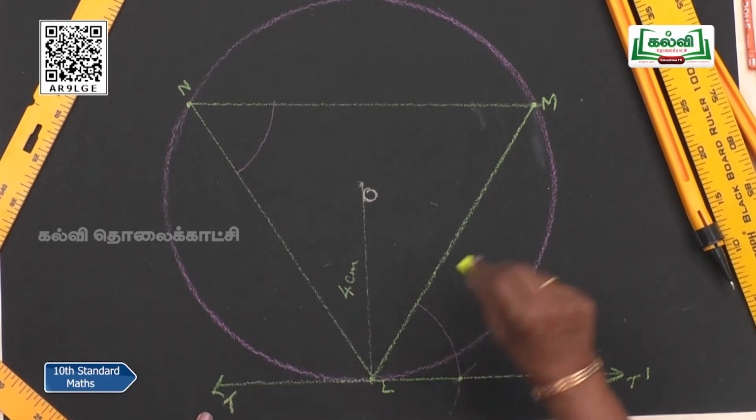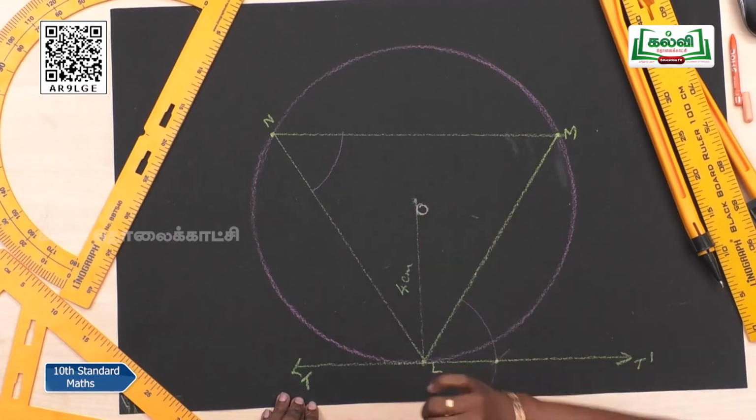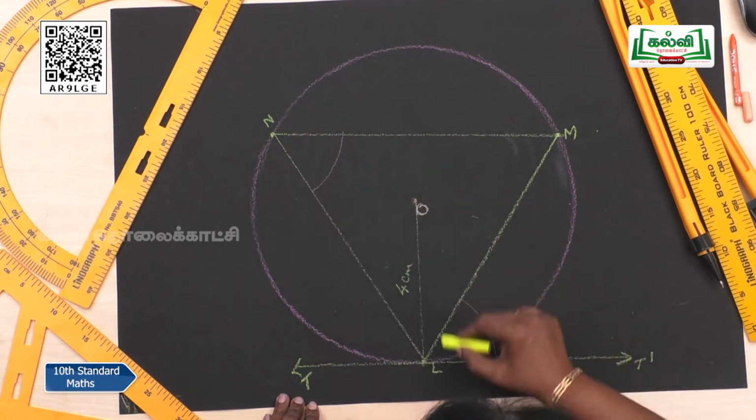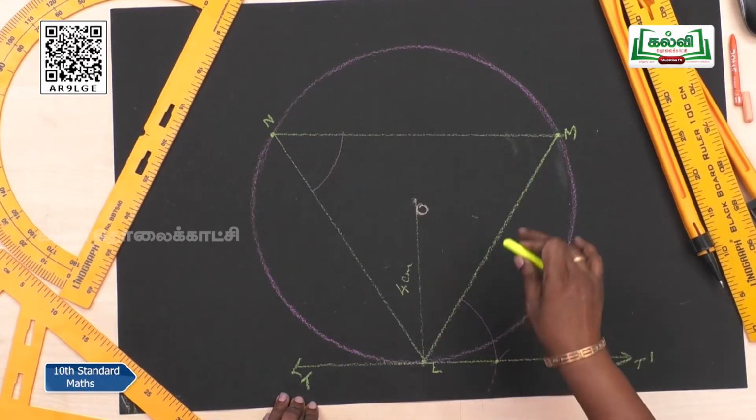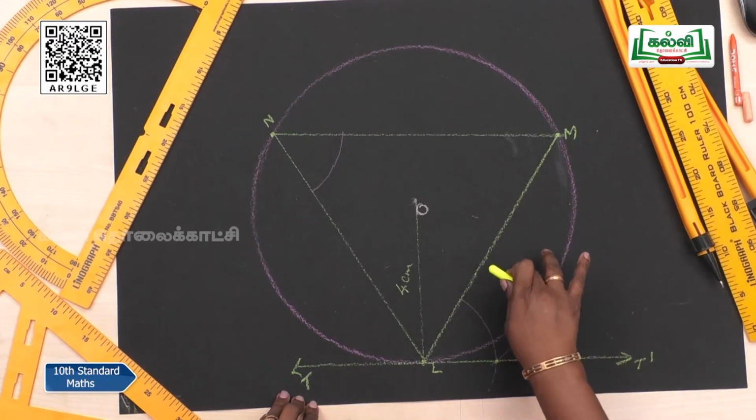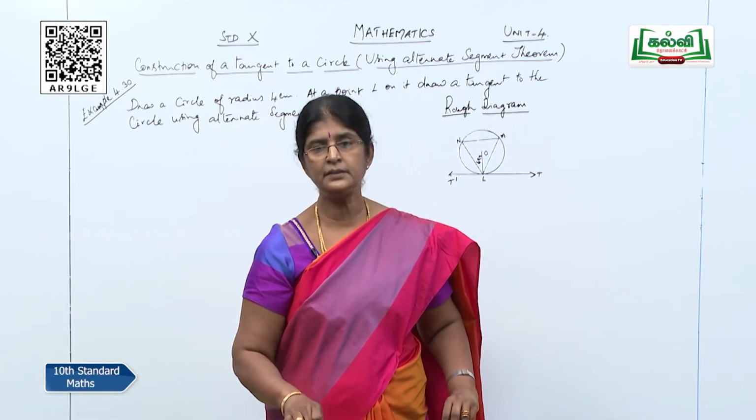Now all the measurements we have drawn, and the 4 centimeter you have to mark it, and all the letters L and L dash, L, M, N. L, M, N should be in an anti-clockwise direction. So this is how you have to construct a tangent using the alternate segment theorem.